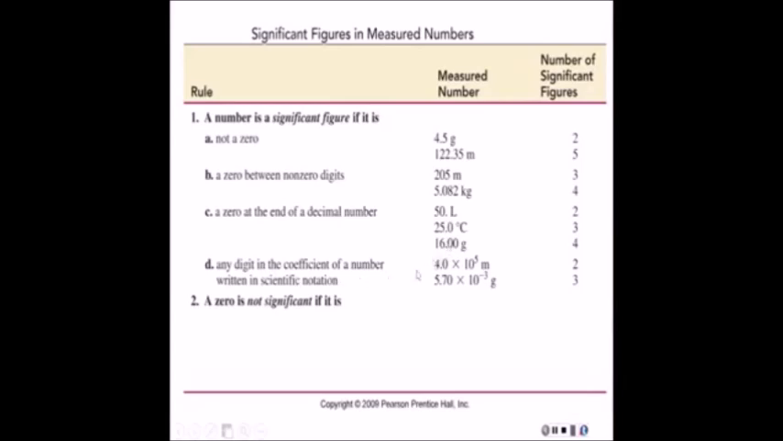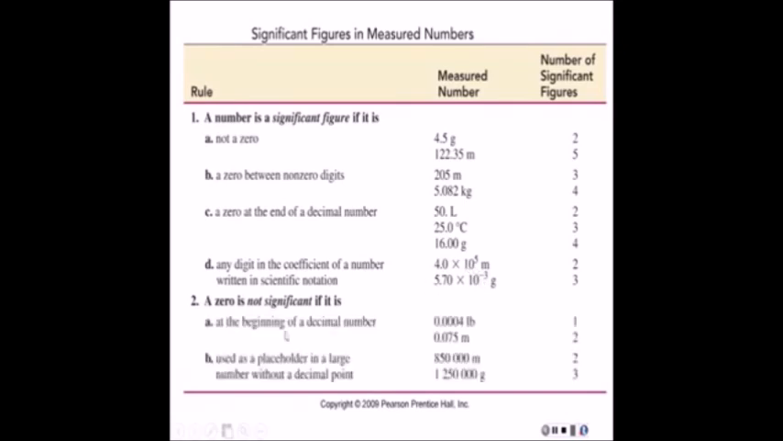And here we have 2 numbers in scientific notation. Anytime you have scientific notation written, those numbers to the left of the X are always significant. You don't have to worry about whether they're zeros or not. The power of 10 themselves, never significant.